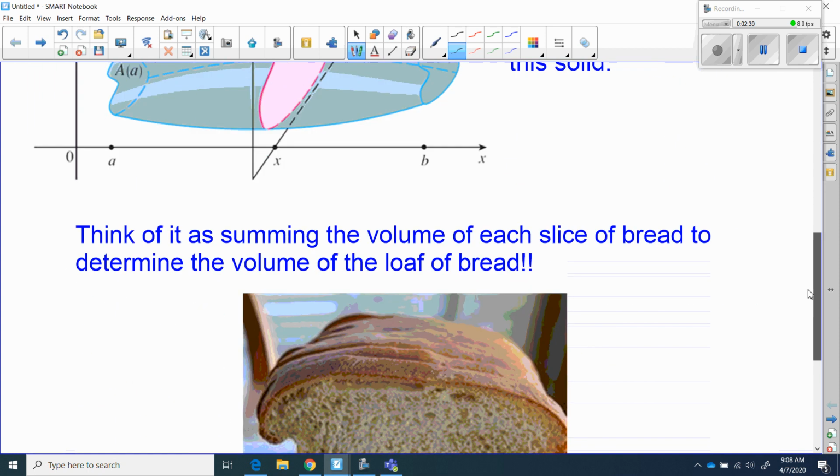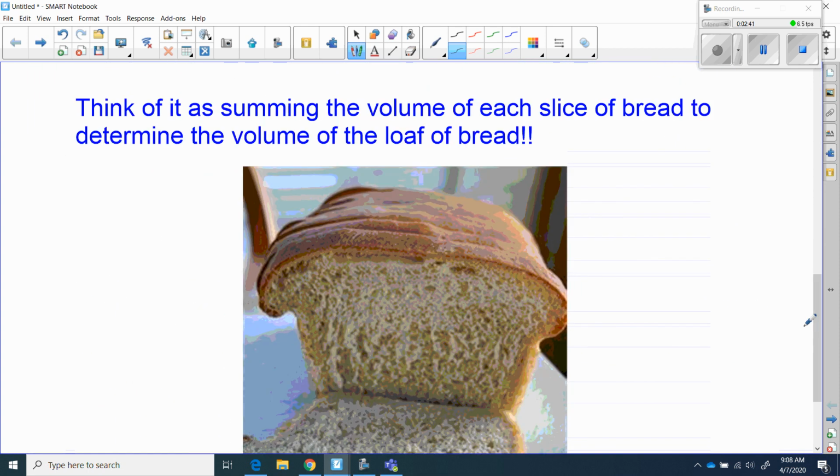So here's an analogy of a loaf of bread. So it's kind of that idea. Every slice is kind of the same shape. You get the area of each one. So imagine that to get the volume of that loaf of bread, you cut these slices infinitely thin, and you basically get the area of each slice and then add them all together. That would give you the volume of the loaf of bread.